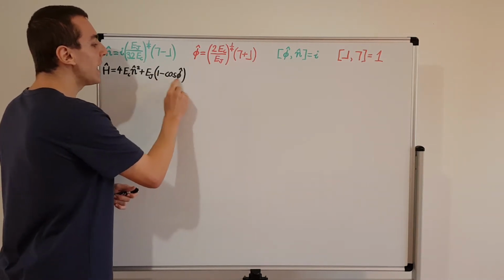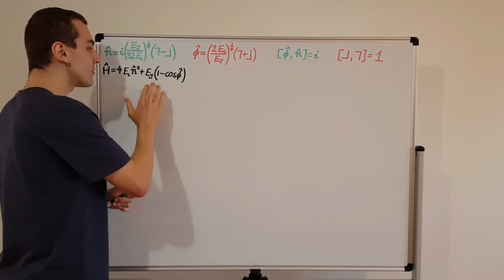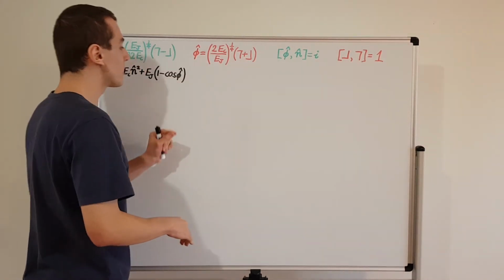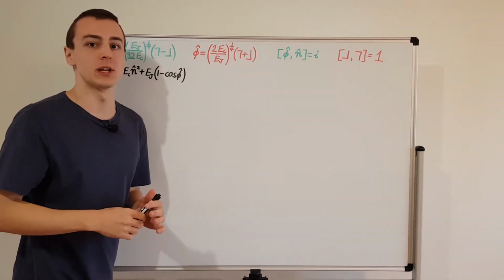I just had minus cosine. But now I have 1 minus cosine. And the reason for that is it's going to get rid of a constant later on. But I just want you to be familiar with this. You're free to add and take away any constant you want for a Hamiltonian.